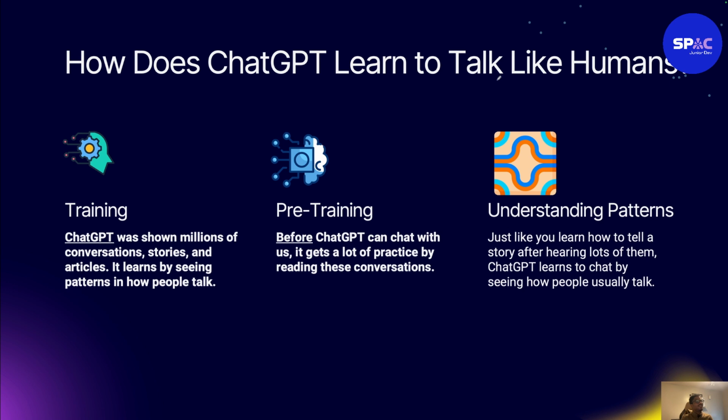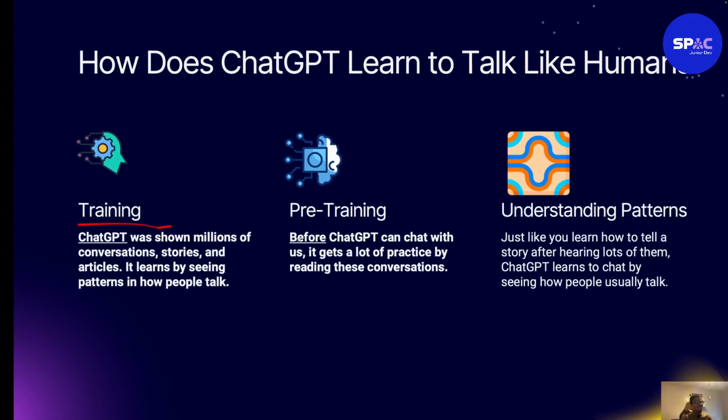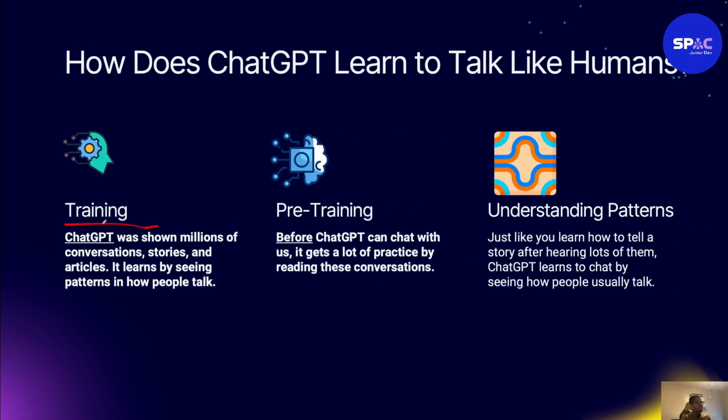Then how does ChatGPT learn to talk like humans? Okay, so on a very high level, how does it work? Like I explained before, ChatGPT is trained on millions of conversations, right? So I want to assume that someone might have asked this question before, why do we have to go to school, right? Maybe in a tweet, or maybe on WhatsApp or on Facebook or anywhere, right? And then ChatGPT is trained on that data. So ChatGPT knows that when someone asks this kind of question, this is the kind of response to give, right? So that is how the training happens.